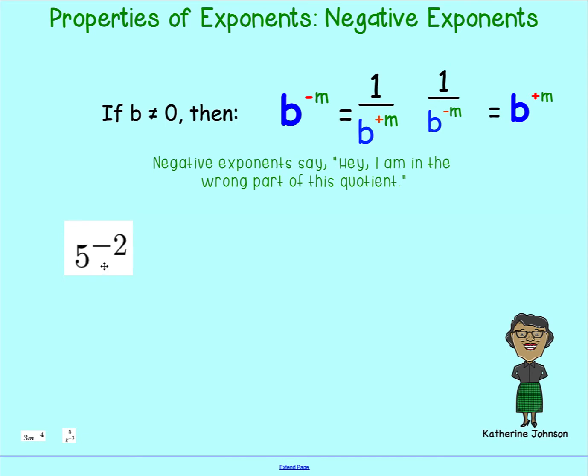So let's say I wanted to go ahead and simplify 5 to the negative 2. So remember, we have our hidden denominator, just in case you're wondering about that fraction thing. Hidden denominator is always 1 if we don't see it.